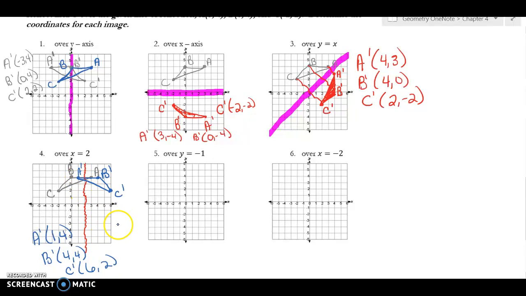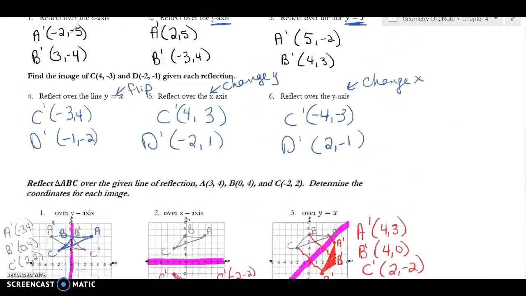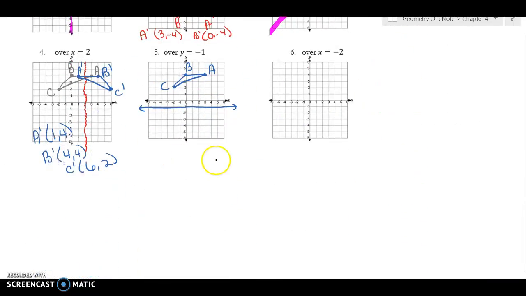Over the line y equals -1, y equals -1 here. And so we go a straight line to the left and a straight line to the right, and then we're just going to reflect. And so again, 3, 4 is A, B, and then C. And now I have to see how far away they are from that horizontal line. They're a little farther away.